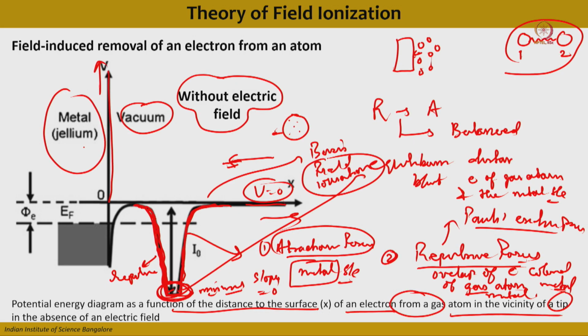This is the basis for field ionization, and it helps to understand phenomena like electron scattering, adsorption, and also chemical reactions on the metal surfaces. Okay, I hope you have understood now this potential energy curve of a gas atom with an electron near the metal surface without the presence of an electric field. This is very important. This is without the presence of an electric field.